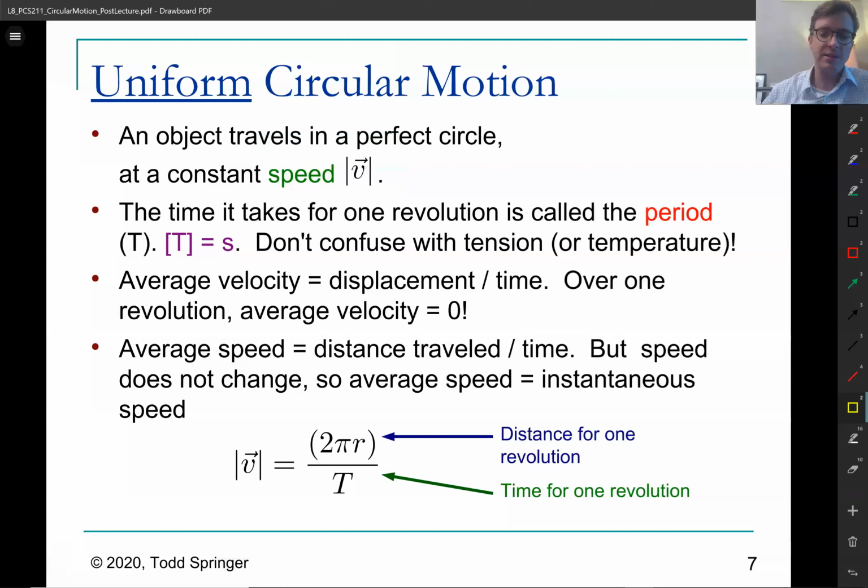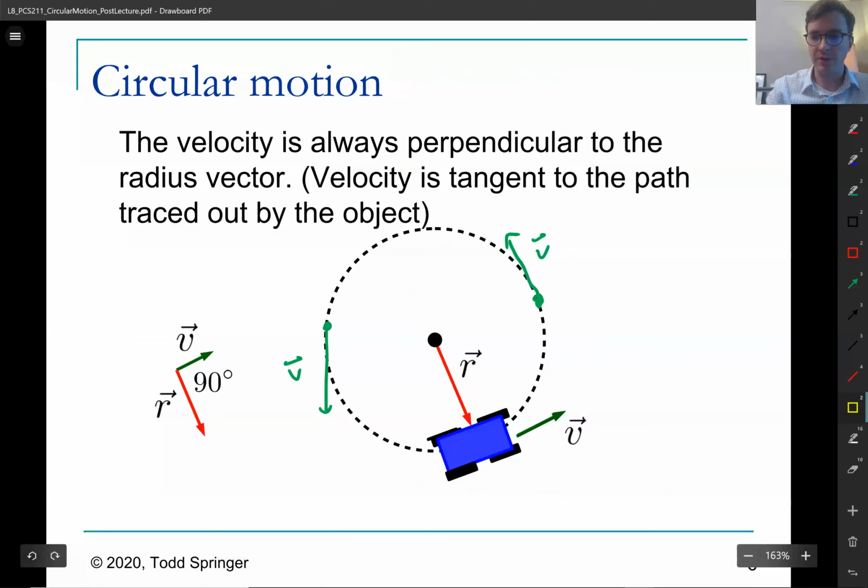Your average speed is the distance traveled divided by the time, but the speed doesn't change, so that means your average speed is going to be the same as your instantaneous speed. Your speed never changes. What's your average speed if you go around the whole circle once? It's the distance traveled divided by the time.